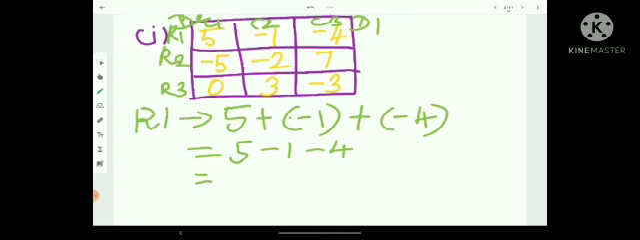Here minus and minus, so we can add these both first. 4 plus 1 is 5. So 5 minus 5 is 0, everybody knows, isn't it? So now we'll move to row 2.